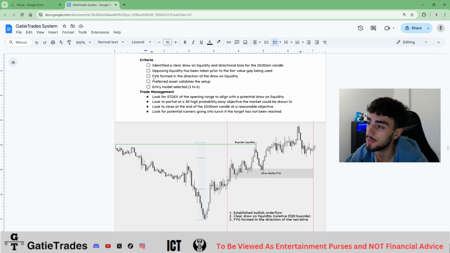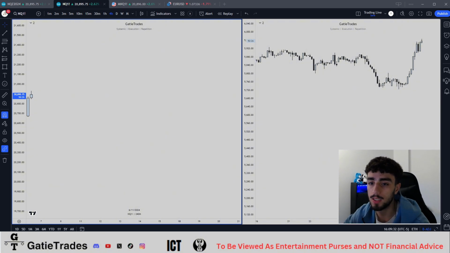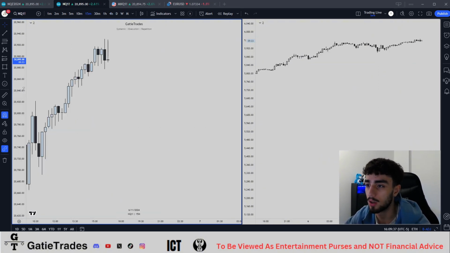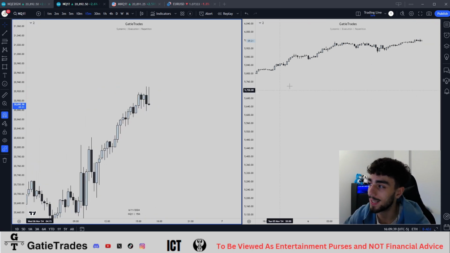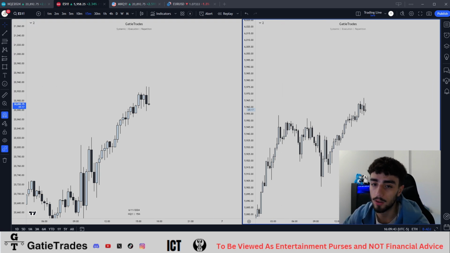And then the last step is that the preferred asset validates the setup. What do I mean by this? This is using relative strength in the charts. You're going to have NASDAQ and the S&P both being assets, and if you're taking a long, you want to make sure that the stronger asset between the two is framing the long, right? Because it's leading the other asset.